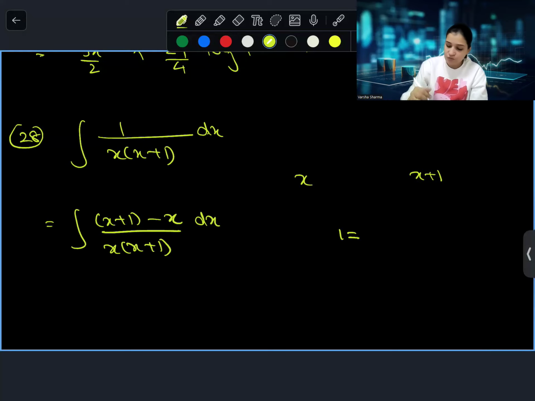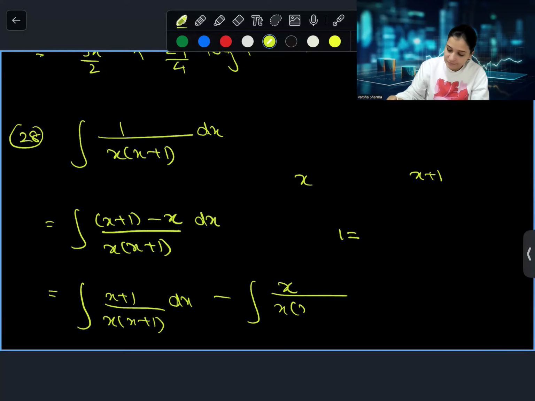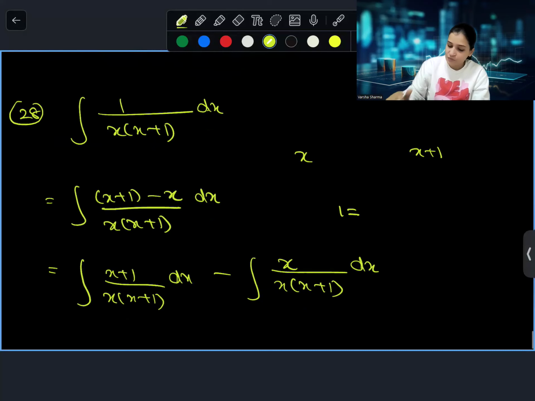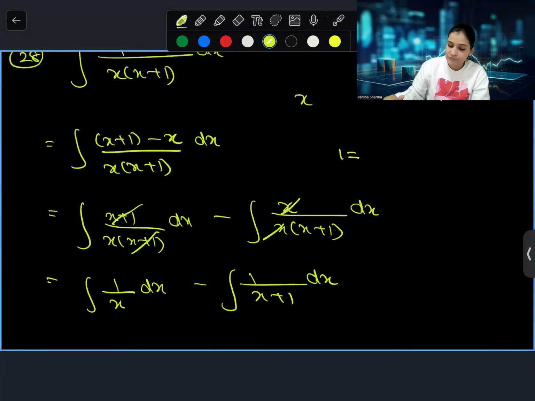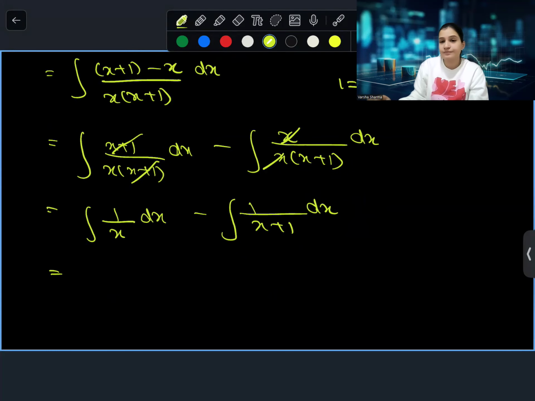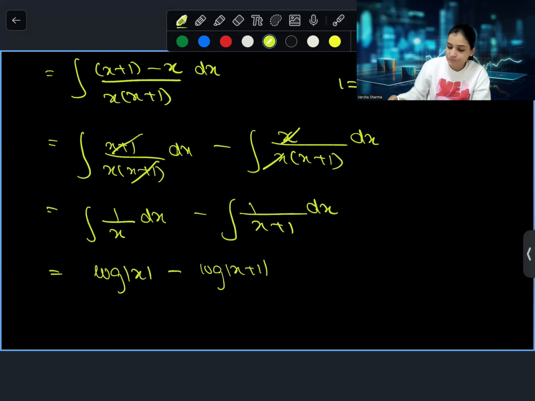Now, we are dividing them individually. First term minus the second term. One of the terms gets cancelled. This is 1 upon x and this is 1 upon x plus 1. First one will be log mod x minus log x plus 1, chain rule is 1. Now, you can leave it here, but log a minus log b is log a by b, it looks better.